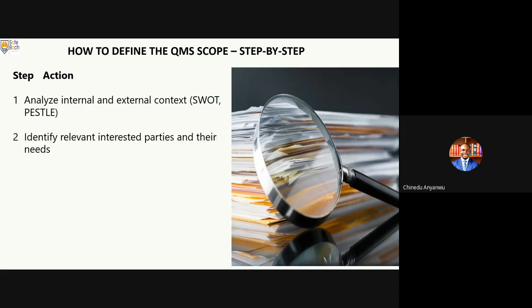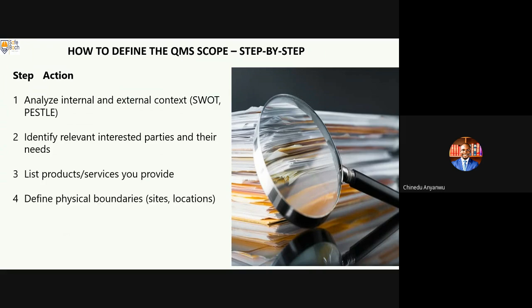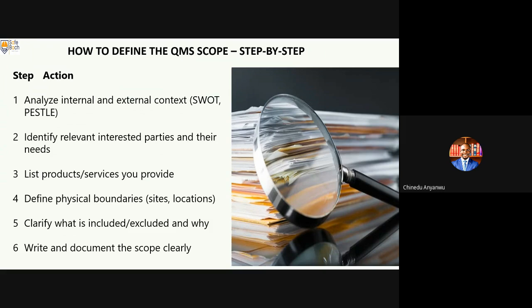Identify relevant interested parties within your organization. List the products and services that you provide. Define physical boundaries, your sites, your locations, and then clarify what is included or excluded from your quality management system. Now, write the scope down clearly in a document. Very, very important.